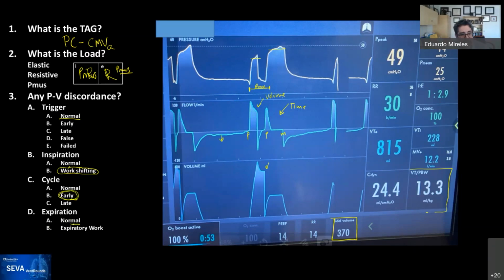And I think that in terms of expiration, you're dealing with expiratory work for the reasons that I pointed out here. Roberto? What did you do for this guy? So I'll open it up to the team. What would you guys do? Anybody?